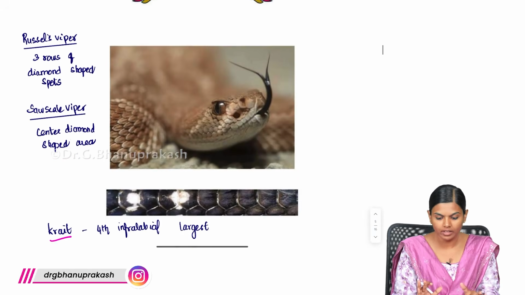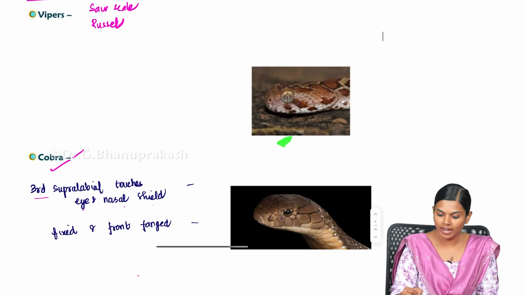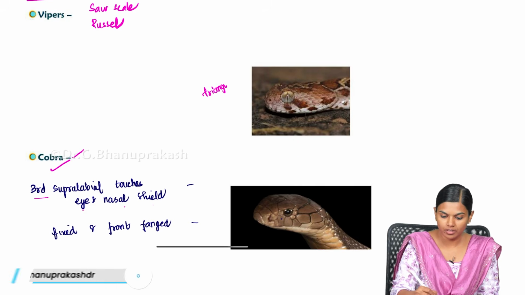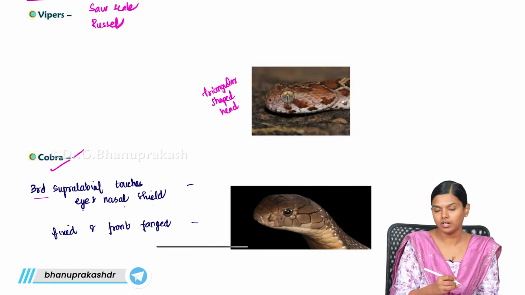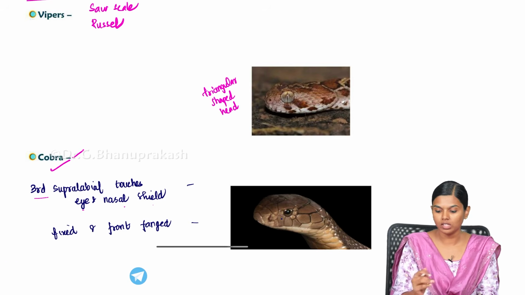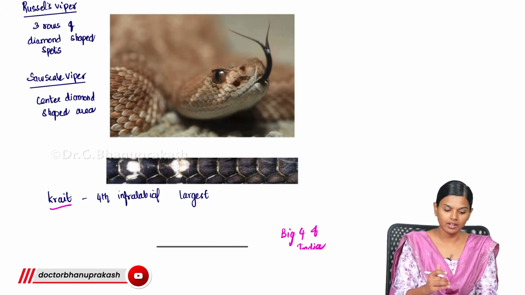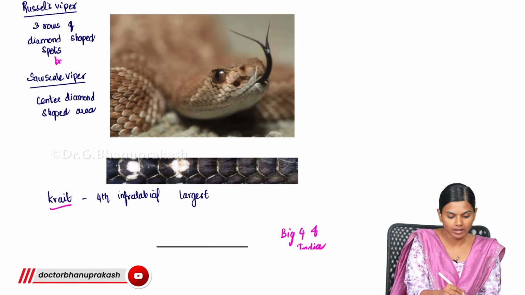Now you have the viper. Mostly they will have a triangular shaped head. You have lots of vipers, saw scale viper, Russell's viper, pit viper, like that you have lots of vipers, but all the vipers will have this triangular shaped head. And this triangular shaped head comes with 3 rows of diamond shaped spots over the back.